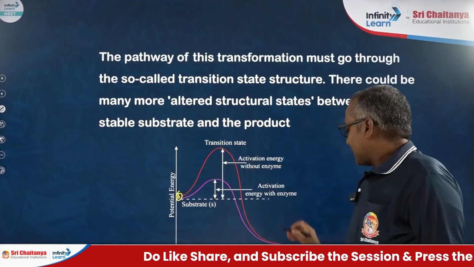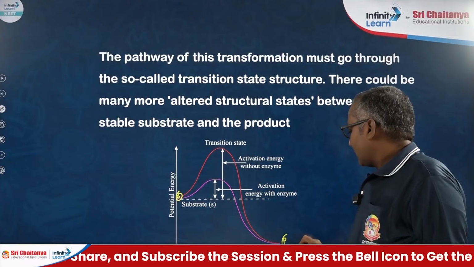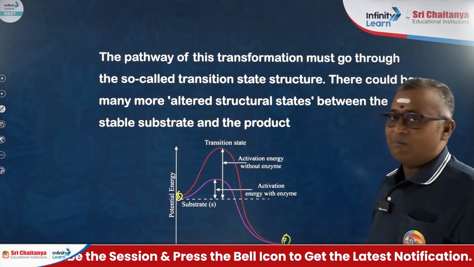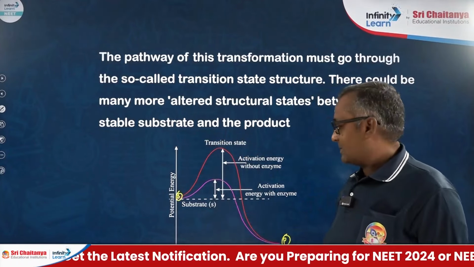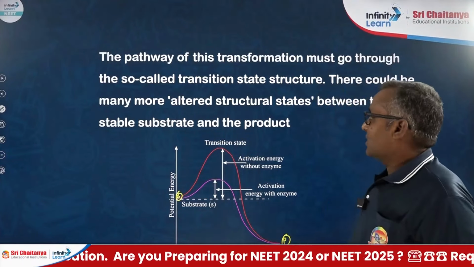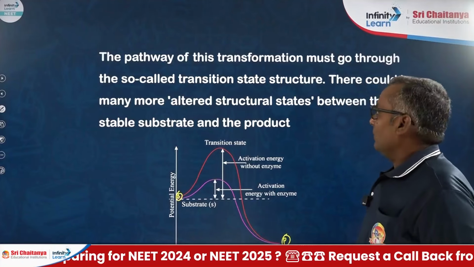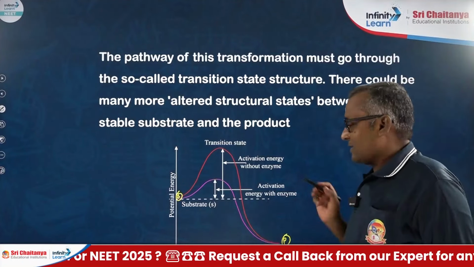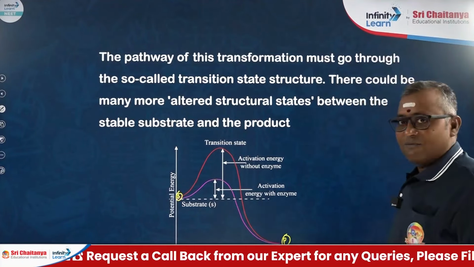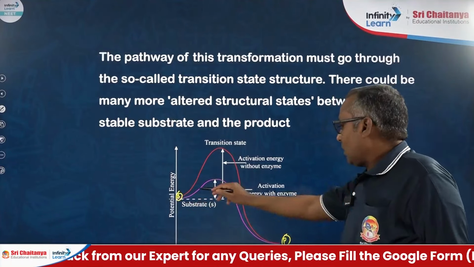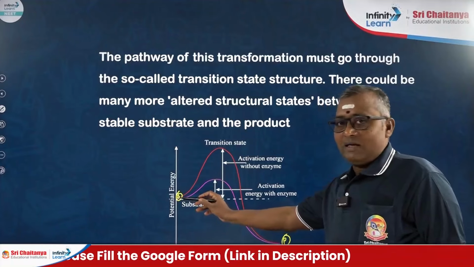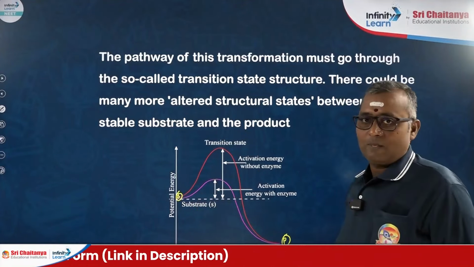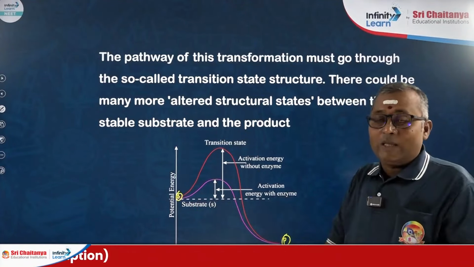The substrate is converted into product. In this graph, I am taking potential energy on the y-axis, progression of reaction or states through transition states on the x-axis. If you observe this graph, the substrate and product are located at different levels. Substrate is found at a higher energy level than the product. That means the product has lower energy.